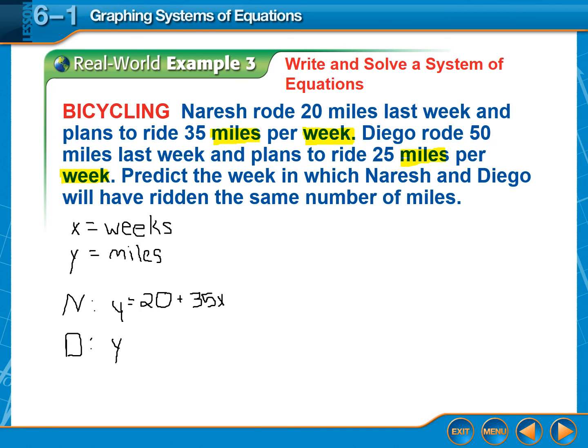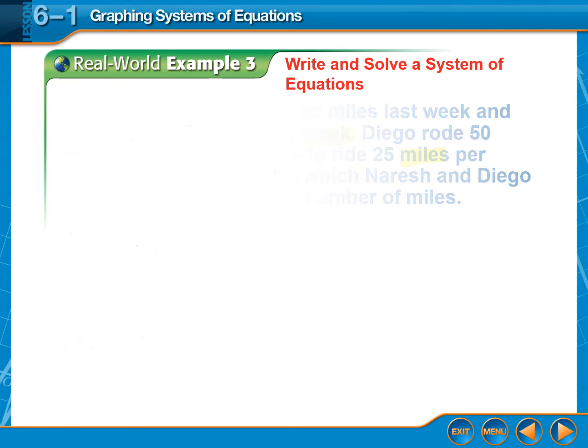What about Diego? Diego's in the same situation in that he rode a certain number of miles, but he rode 50 miles the previous week. And from there, he's only going to ride 25 miles per week after that. So 25 times x, the number of weeks. So for Naresh, our equation is that y is equal to 20 plus 35x. For Diego, it's y equals 50 plus 25x.